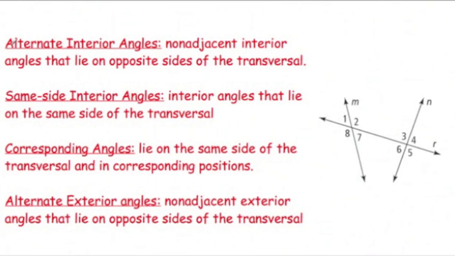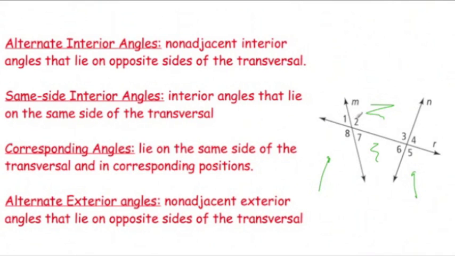The first ones are very special relationships, and we need to know them by name so that we can talk about them. We're going to talk about them a lot this chapter. The first relationship is alternate interior angles. Interior is between the two lines. If R is my transversal, it cuts between two lines. My interior is here, and my exterior would be out here or out here. Alternate interior angles are non-adjacent interior angles that lie on opposite sides of the transversal.